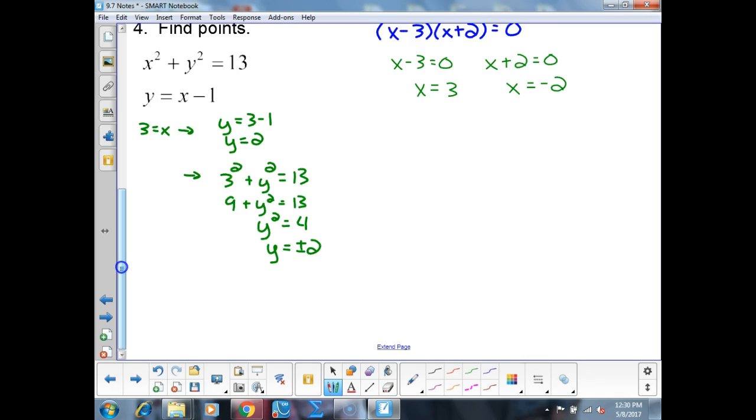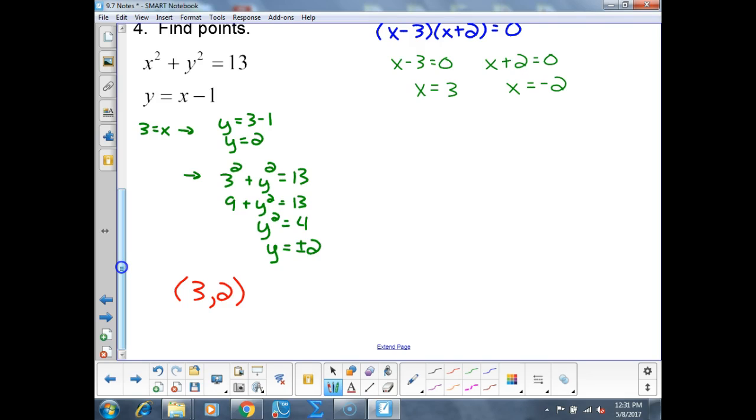With me? Okay. Now, I want the y value that showed up in both of them. So it would just be positive 2. So the point that comes out of this one is 3, 2. I don't worry about 3, negative 2 because that only satisfies my circle. It doesn't satisfy both of them. Do you see how I had to plug it into both to get that answer?